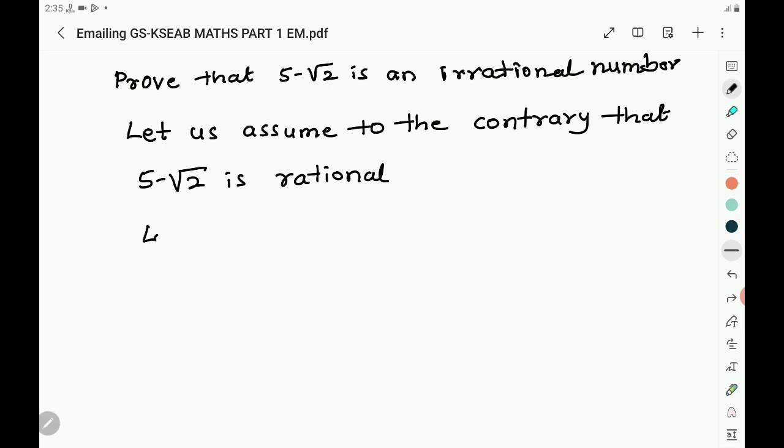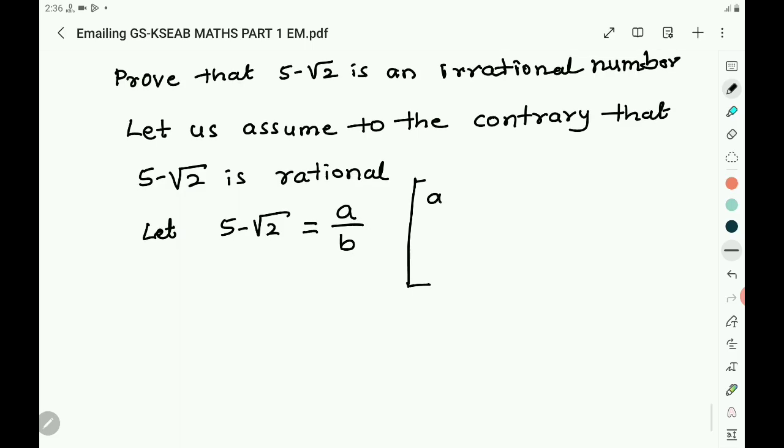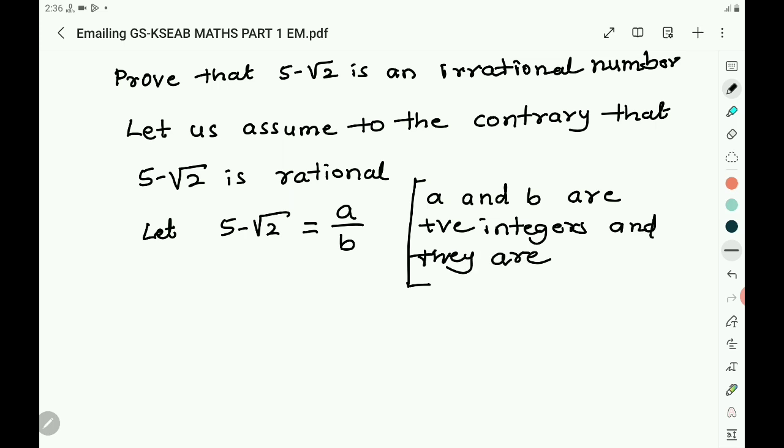So write, let 5 minus root 2 equals A by B, where A and B are positive integers and they are co-primes.